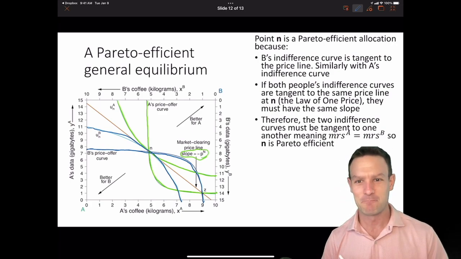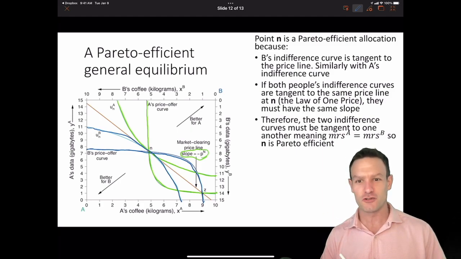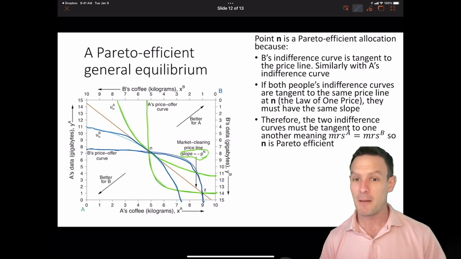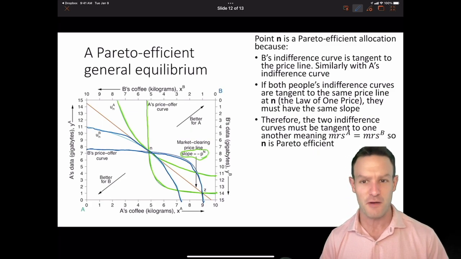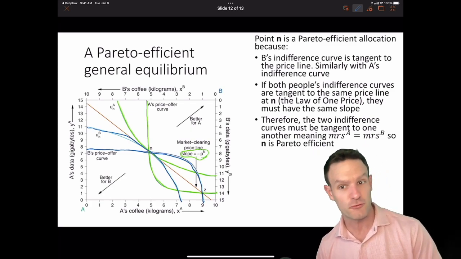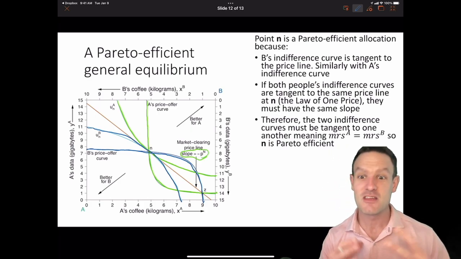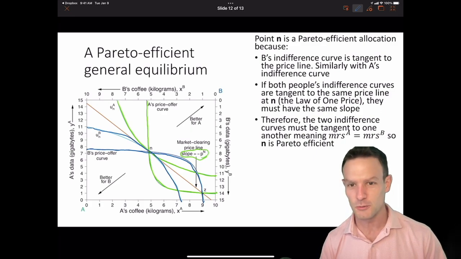So the slope of A's indifference curve must equal the slope of B's indifference curve at point N. If the slopes of their indifference curves are equal, that means that their marginal rates of substitution must be equal. Remember that the marginal rate of substitution is defined as the negative of the slope of the indifference curve. So if the negative of their slopes are equal to each other, their marginal rates of substitution must be equal to each other.